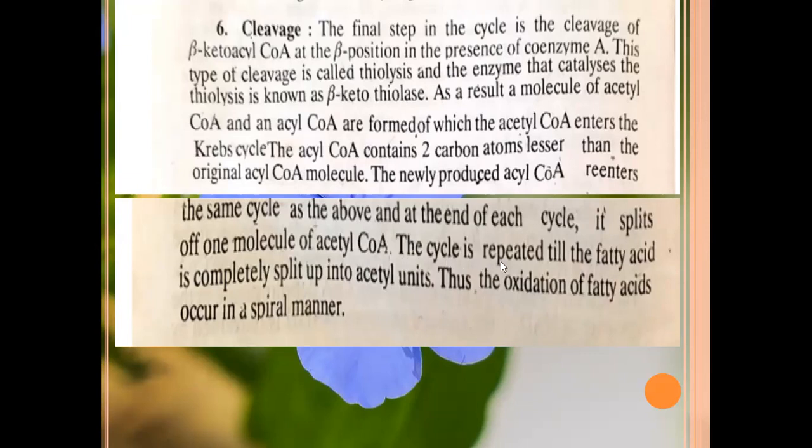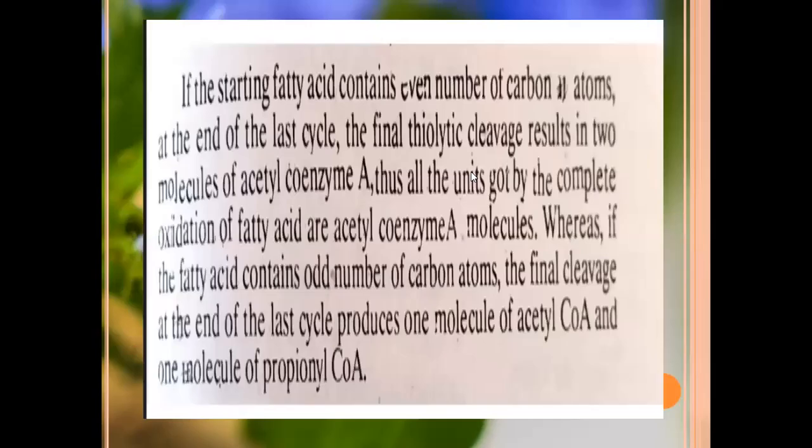This cycle is repeated till the fatty acid is completely split into acetyl units. Thus, oxidation of fatty acids occurs in a spiral manner. So initially, acyl coenzyme A contains some number of carbon atoms. From those carbon atoms, two carbon atoms are eliminated as acetyl coenzyme A. Finally, at the end of this reaction, there is either an odd number or an even number of carbons in the acyl coenzyme A.